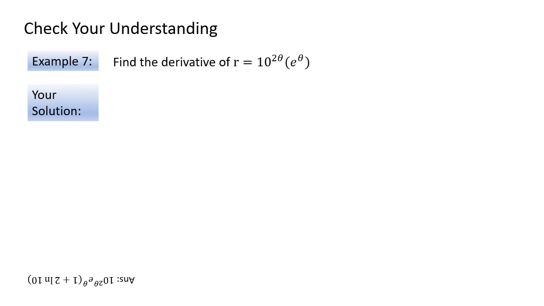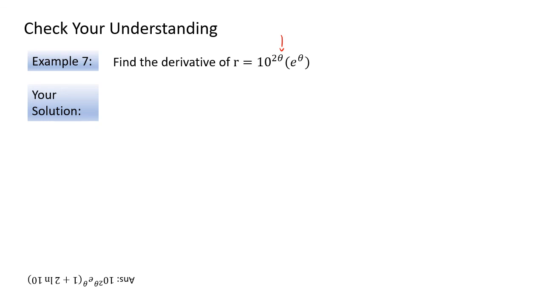So our last example for this lesson is: find the derivative of r equals 10 to the exponent 2 theta and e to the exponent theta. So we don't have a typical dy by dx here, but what you will notice is we have two functions, both of them are functions of the term theta. So again, we're going to use the product rule here.